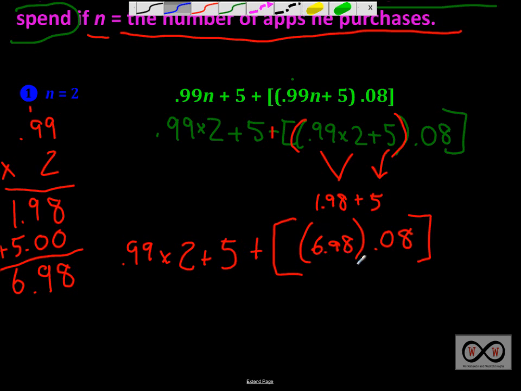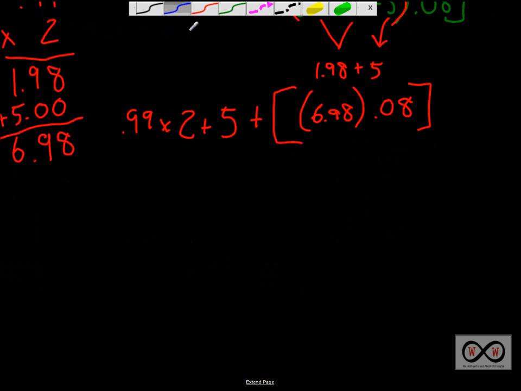Came up with $6.98 for the price of the 2 apps. And now we want to multiply. Anytime you see a number outside of parentheses like this, so we have parentheses and then we have 8%, it's implied that you multiply those together. So let's do that now. So I'm going to take this 698 and multiply it by 8%.